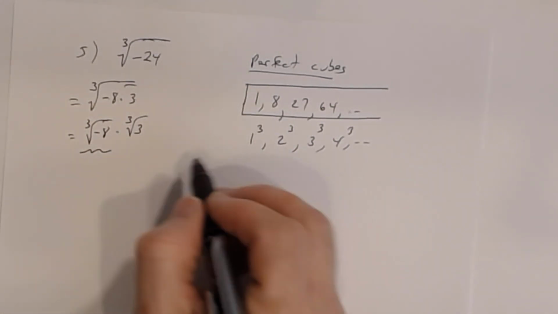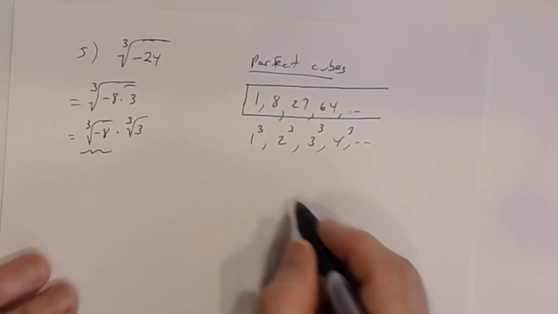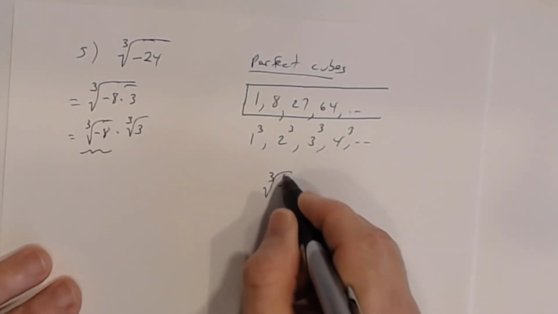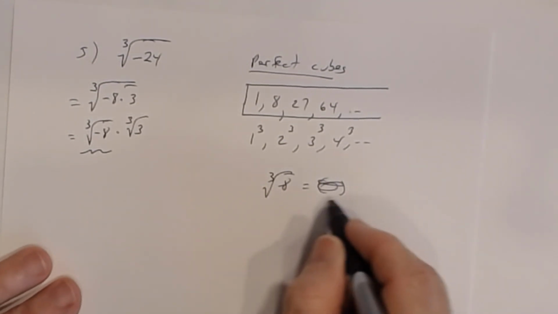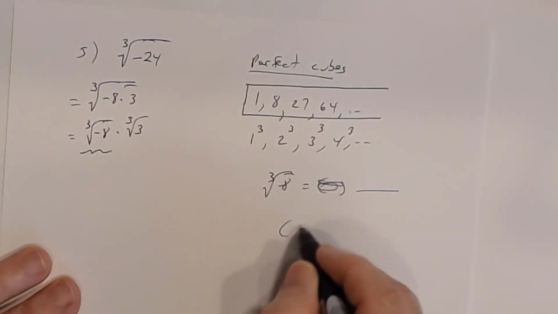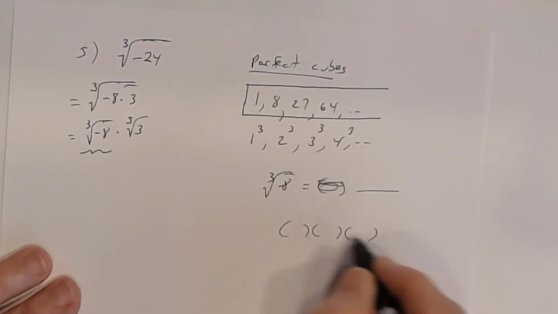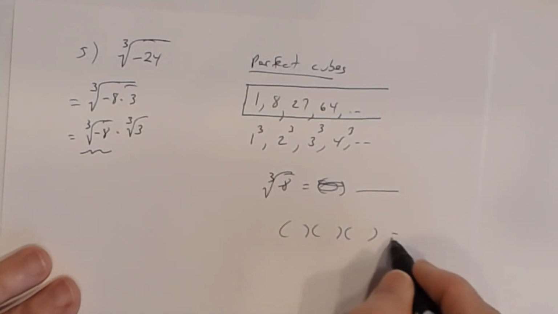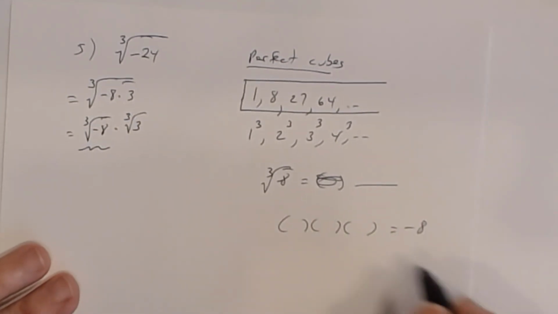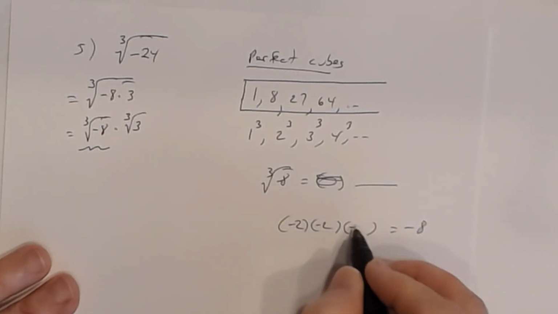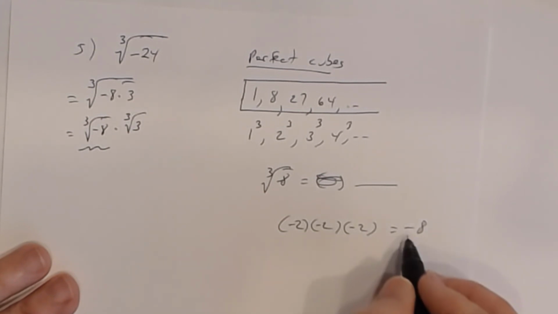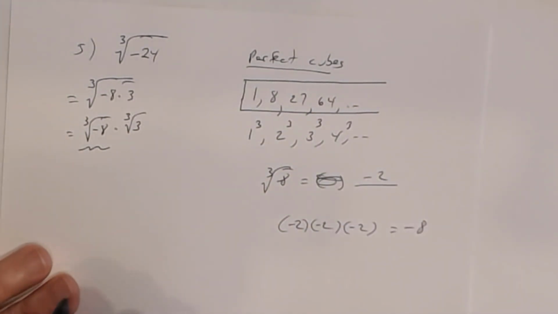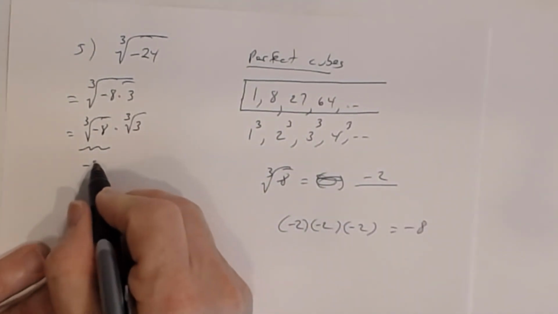Now let's look at this. Remember, 8 is a perfect cube. So the cube root of negative 8 means what times itself 3 times is negative 8. Well, the answer is negative 2, right? Negative 2 times negative 2 is 4. 4 times negative 2 is negative 8. So that's negative 2 right here.